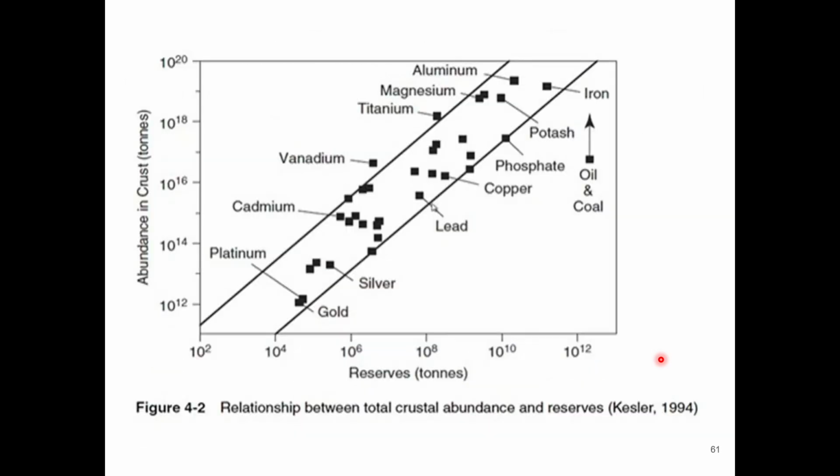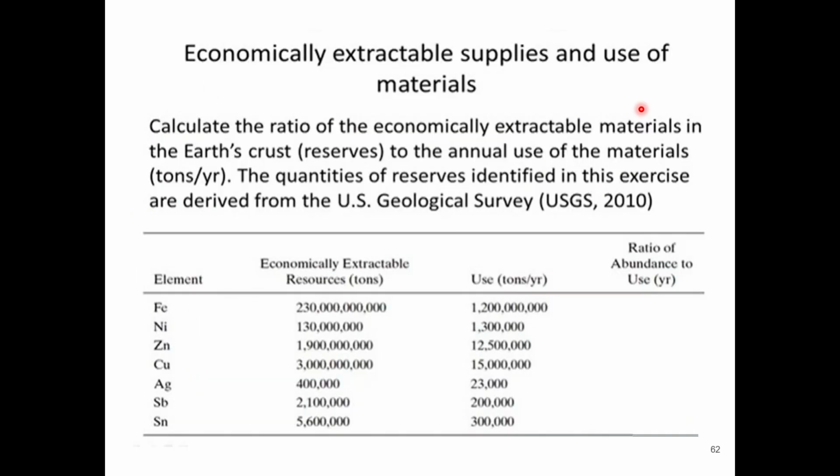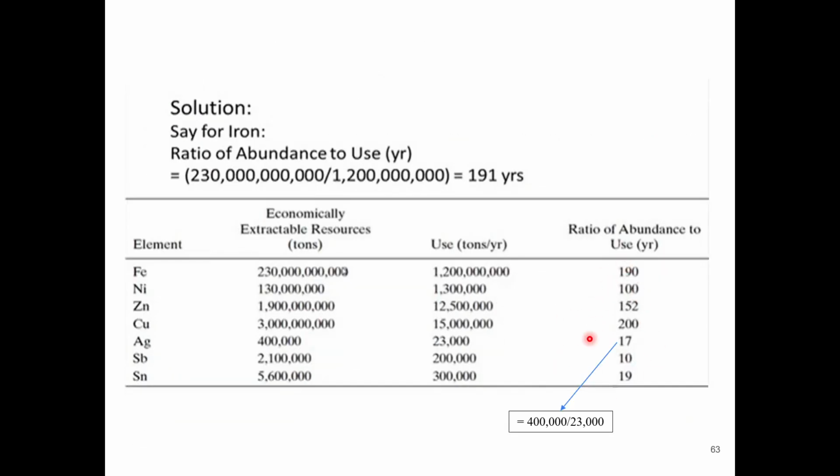Okay, so if you saw in this, their ratio of abundance was very high. So 10 to the power 9 years is like infinite. But if you actually see how much is actually usable, it is very less. See this, silver will finish in 17 years. Sb is antimony, right? So it will finish in 10 years. Tin will finish in 19 years. So it is very serious.